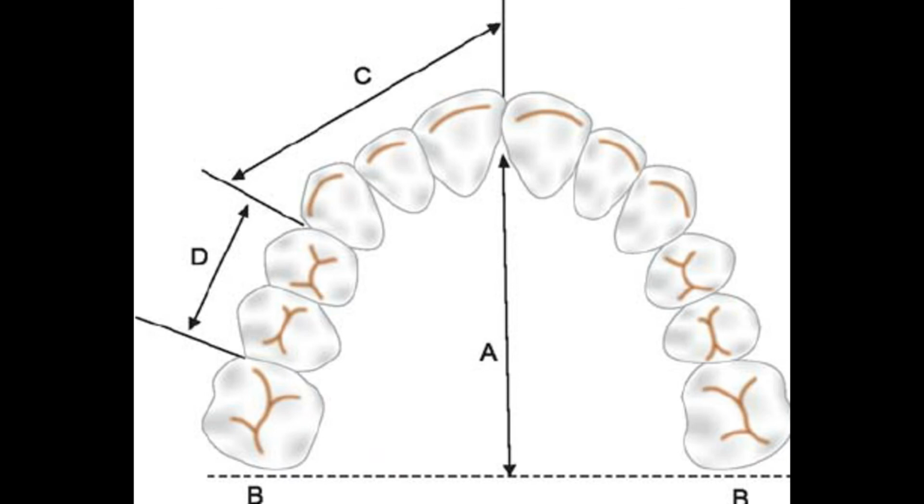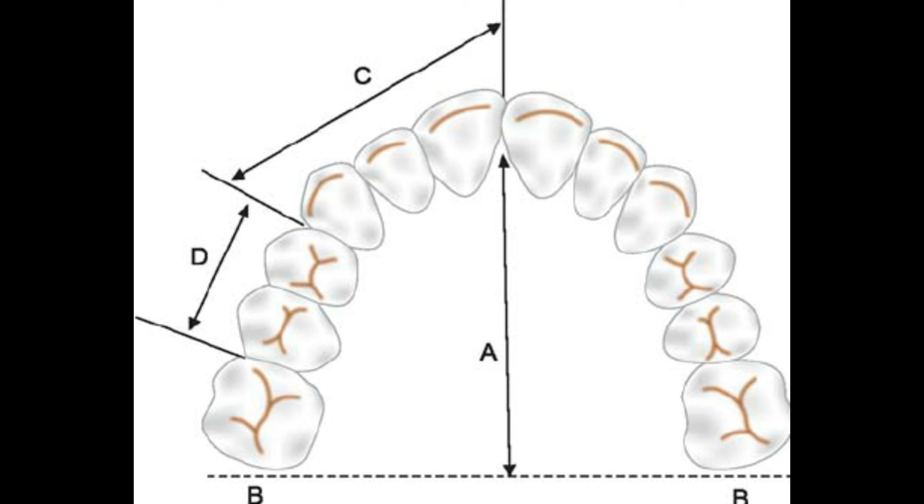It is mainly based on two principles. First is arch length tooth material discrepancy. When there is an excess of tooth material as compared to the arch length, a selective extraction of some teeth is done so that the rest of the teeth can be guided to normal occlusion.